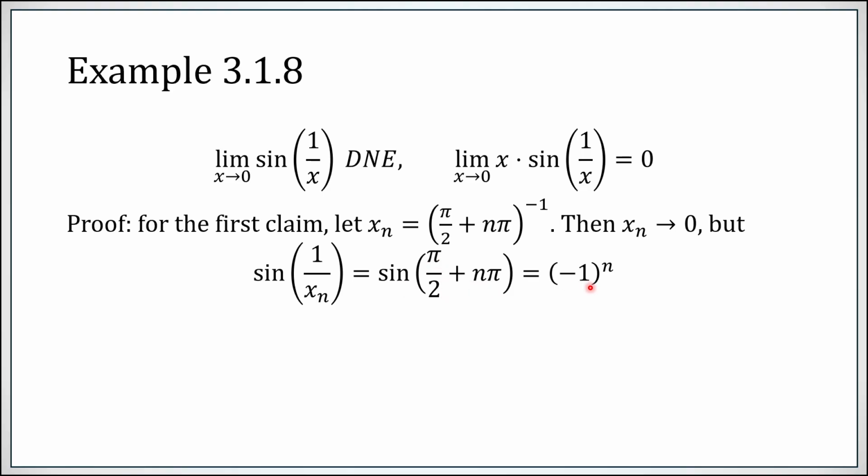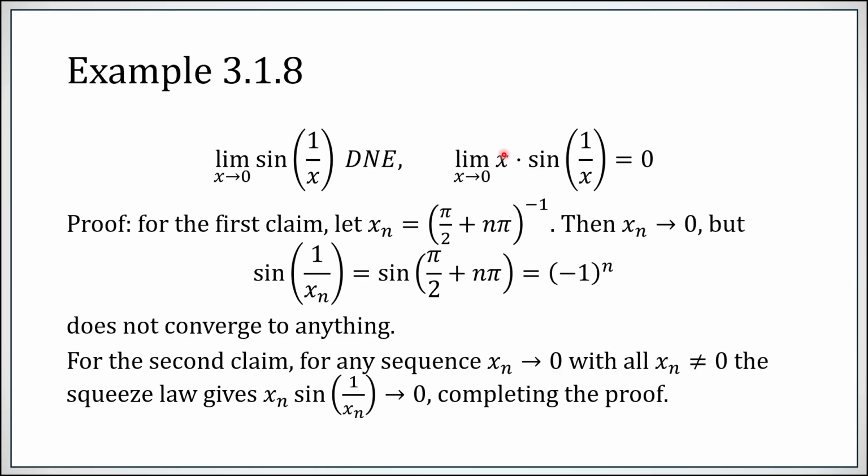pi is either plus or minus 1. It's oscillating back and forth, which is not converging to anything. So x_n is converging to 0. f of x_n is not converging to anything. This limit cannot possibly exist.